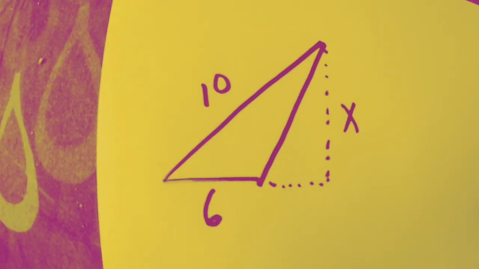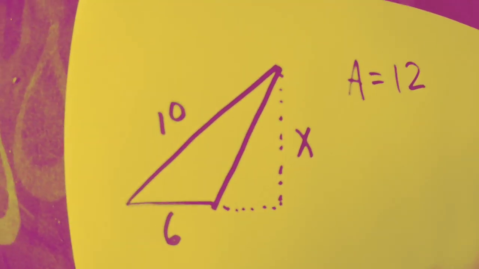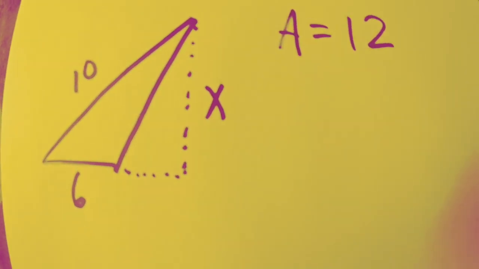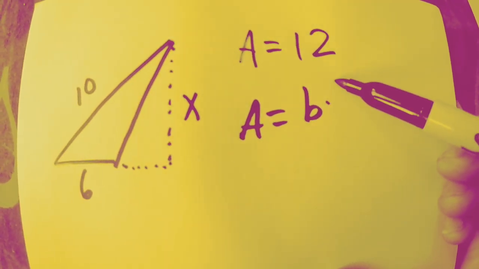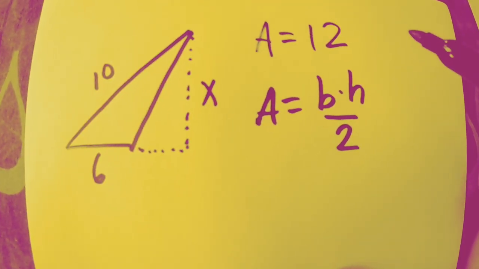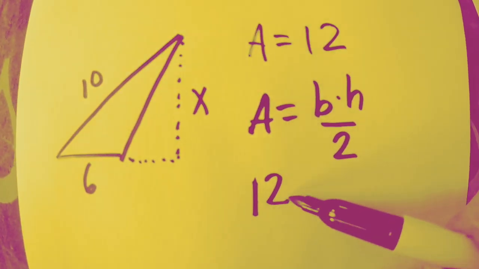What's the area? The area of this triangle is 12. They're going to give us that. All right, we're trying to find the height. So let's use the formula, plug in what we know, and go from there. Area equals base times height divided by 2. All right, what do we got? Do we know the area? Yep, 12. Plug it in.